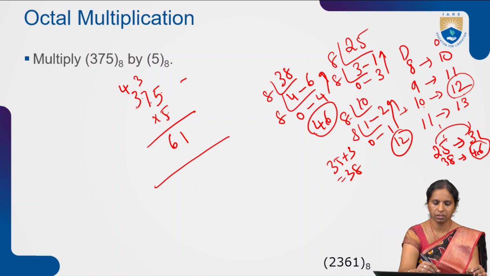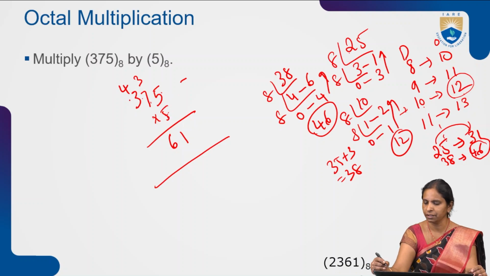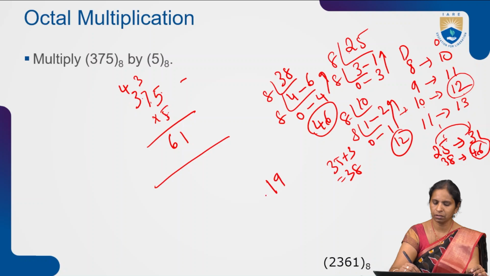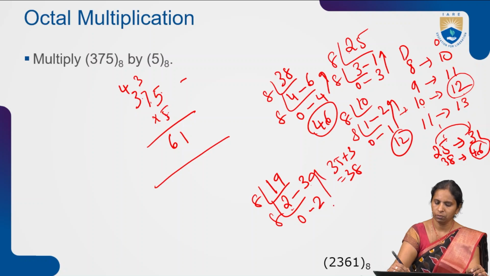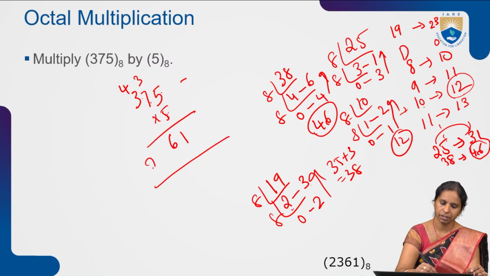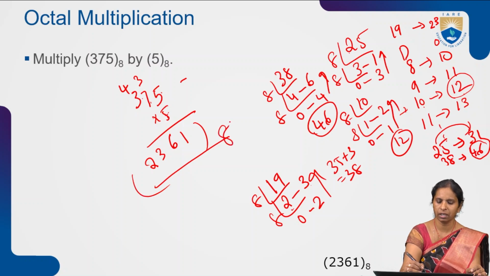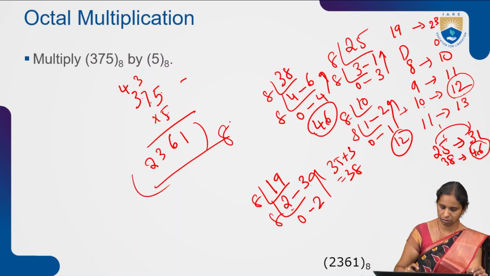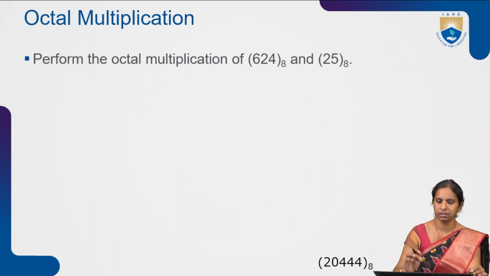Then 5 3s are 15. 15 plus 4 equals 19. Therefore what is 19 in the octal number system? 8 2s are 16 and the remainder is 3. Therefore 2, and 8 zeros are 0 and the remainder is 2. So 19 in decimal is the number 23 in octal. Therefore, the answer is 2361, and this is the answer you will get in the octal number system. Like that, you can perform the multiplication operation.